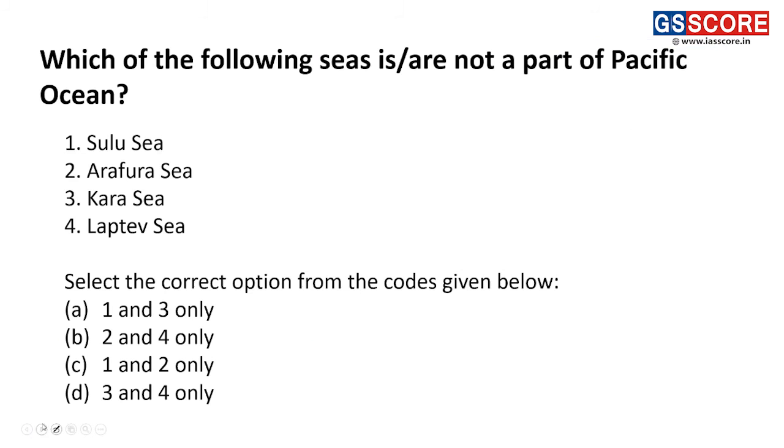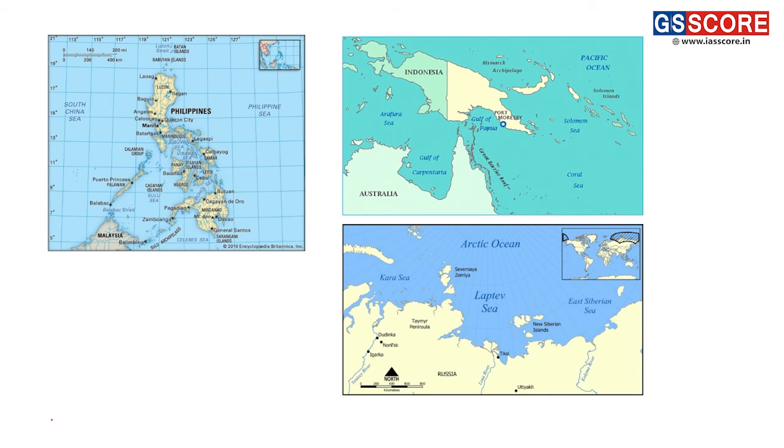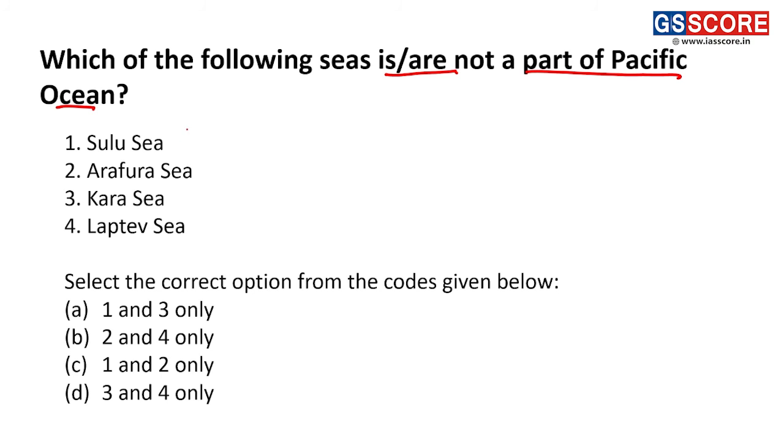Okay, moving towards the next question, we have: which one of the following seas are not part of the Pacific Ocean? So there is a list of various seas, and it is asking which of the seas are not present as a part of the Pacific Ocean. Looking at the statements, first we'll see the Sulu Sea. The Sulu Sea is present majorly near the Pacific Ocean region. It is present in the region of the Pacific Ocean. Thus the Sulu Sea becomes a part of the Pacific Ocean region. Then next is the Arafura Sea.